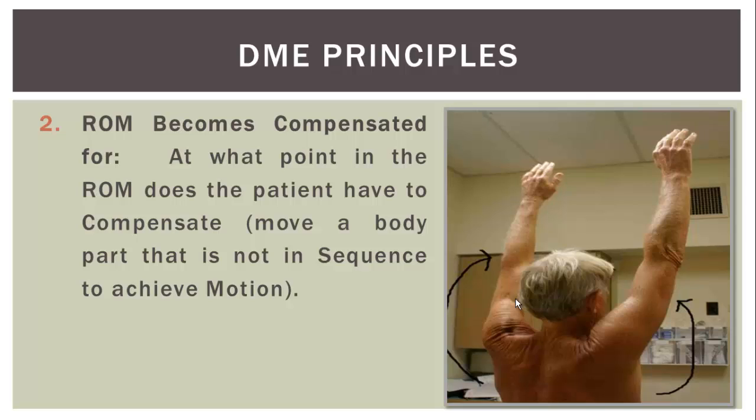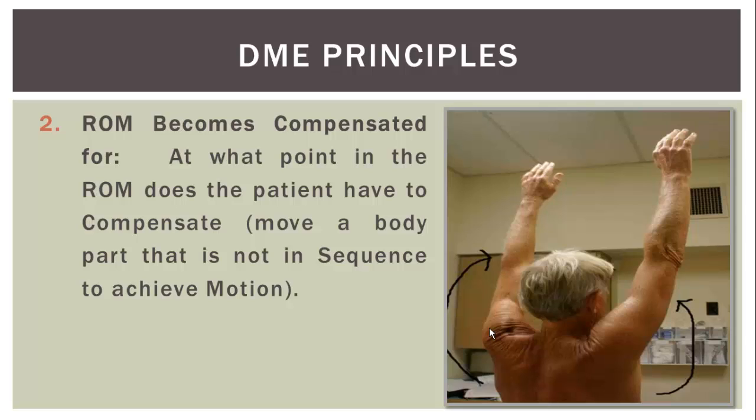So at the point where the motion becomes compensated for this individual, it would be the point at which his traps would start to fire, or his scapula would become winged, or perhaps his glenohumeral joint will become elevated. Common compensations for shoulder flexion. We see them all the time in our patients.